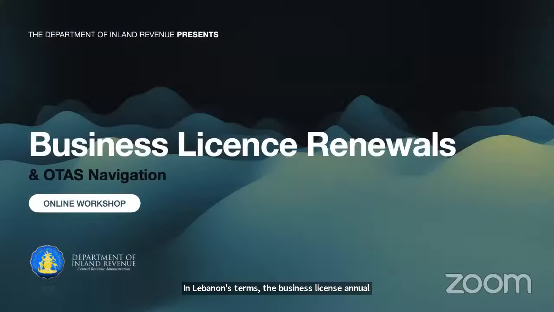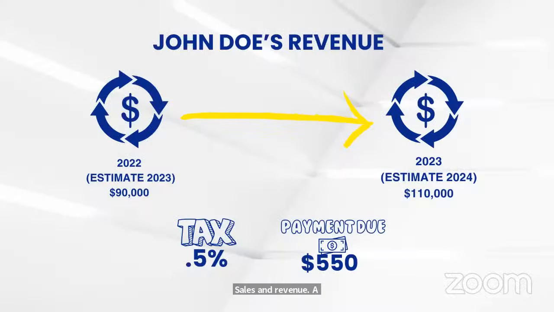In layman's terms, the business license annual actual represents the actual sales and revenue accumulated in the previous year. That is, your gross sales excluding value-added tax. The figure for your business license annual estimated is at minimum the figure for your business license annual actual. While we say that your business license annual actual equals your business license annual estimated, there are instances where the estimated figure may be more.